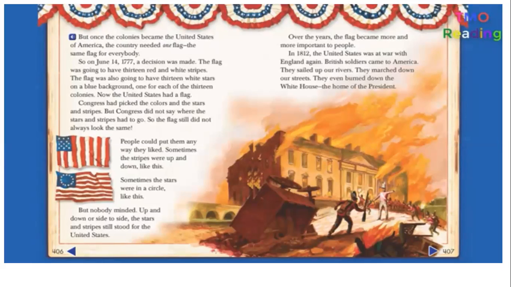Congress had picked the colors and the stars and stripes. But Congress did not say where the stars and stripes had to go. So the flag still did not always look the same. People could put them any way they liked. Sometimes the stripes were up and down, like this. Sometimes the stars were in a circle, like this. But nobody minded. Up and down or side to side, the stars and stripes still stood for the United States.